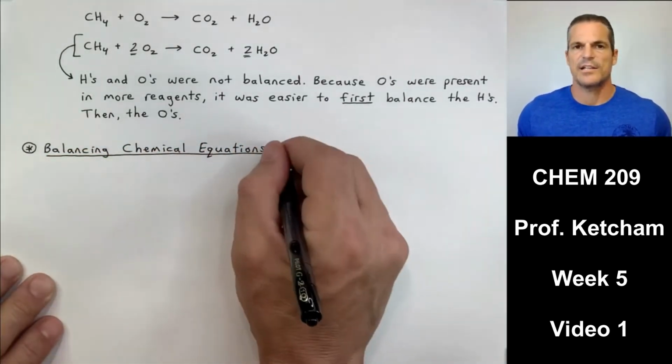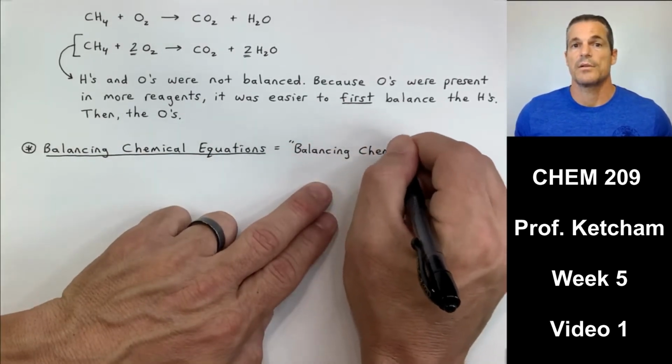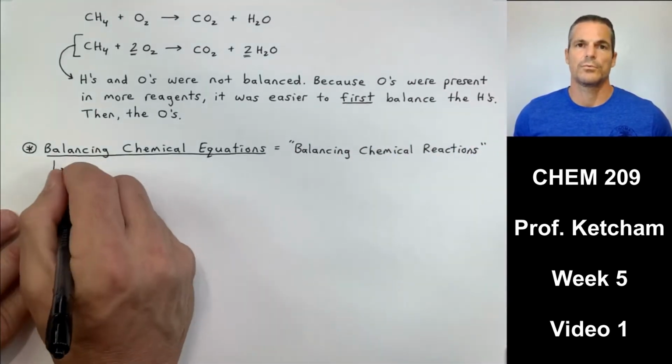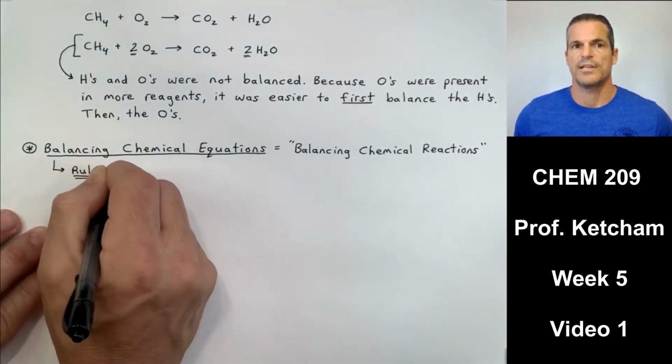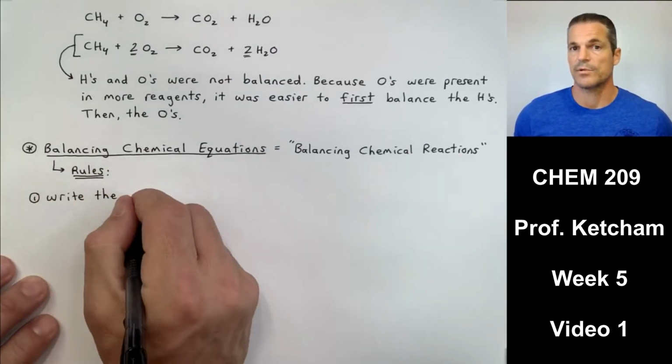So what exactly did I do? What's the process for what I just did? Well, that's what we're going to talk about right now. Some rules. There's only 2 rules, but rule 2 has an A, B, and C. So balancing chemical equations, in other words, balancing chemical reactions.